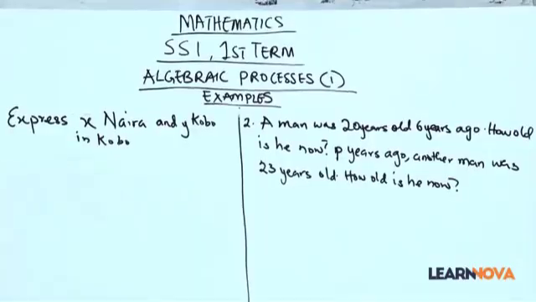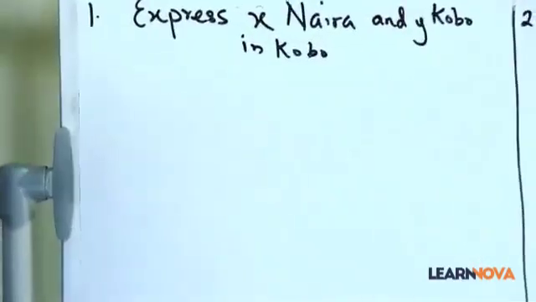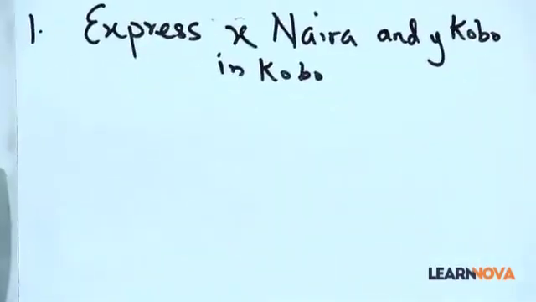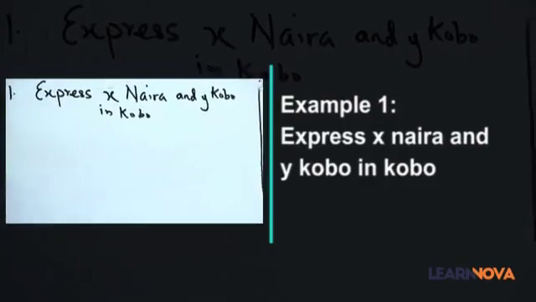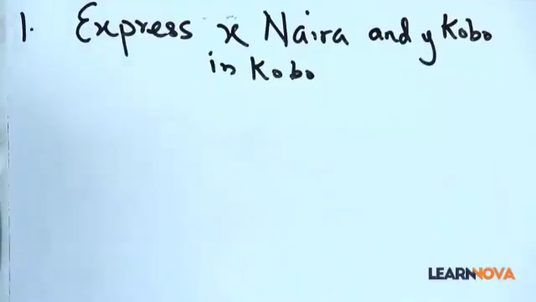So we have some examples on the board for you. We have two examples. They are basic examples and relatively easy. Let's look at them and see. We have one here and the other one on the other side of the board. Now the first example says, express X Naira and Y Kobo in Kobo. Again, I said, express X Naira and Y Kobo in Kobo.